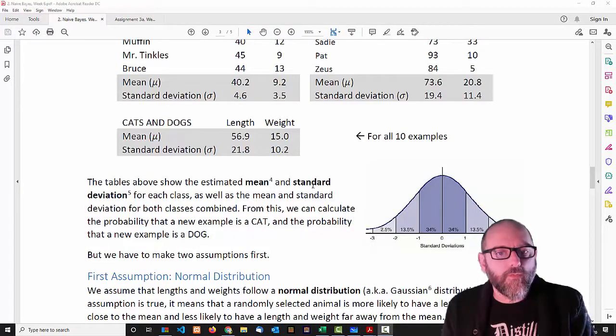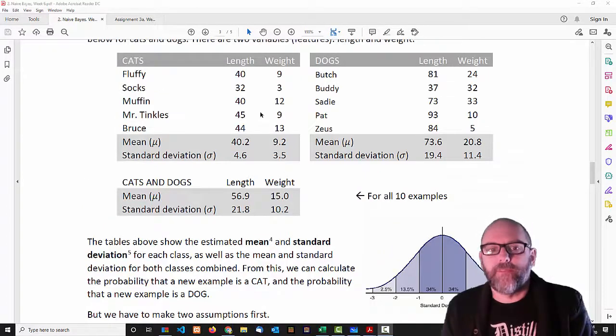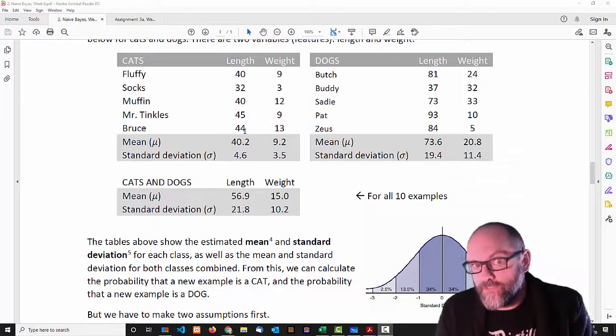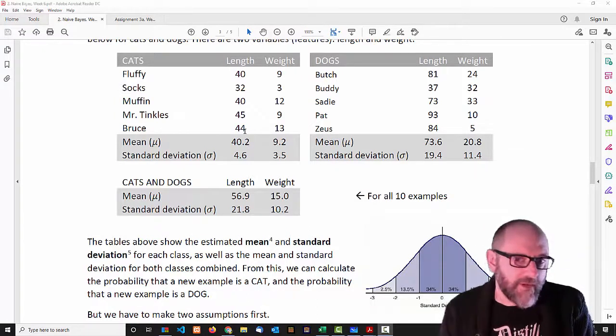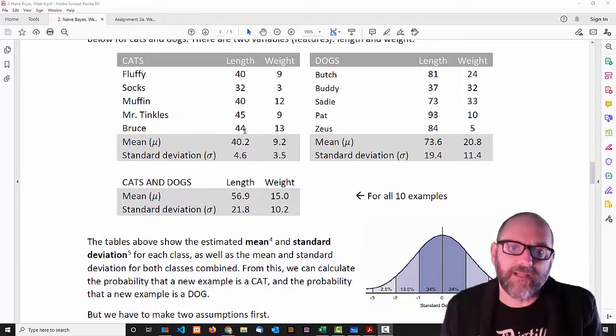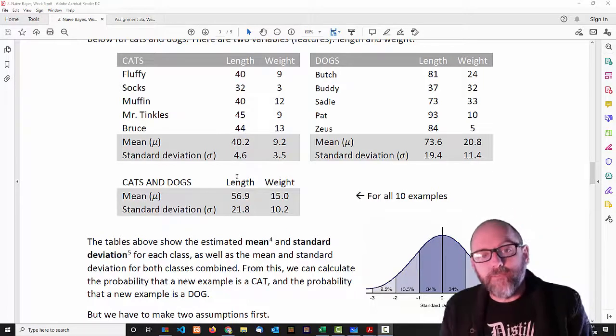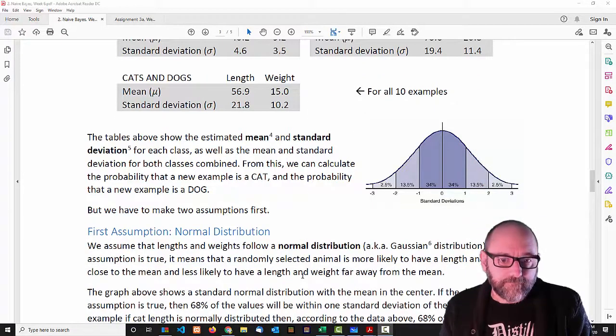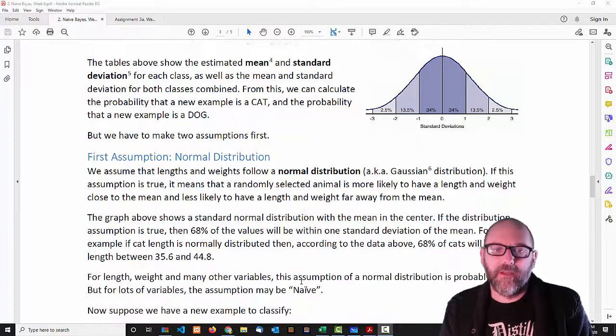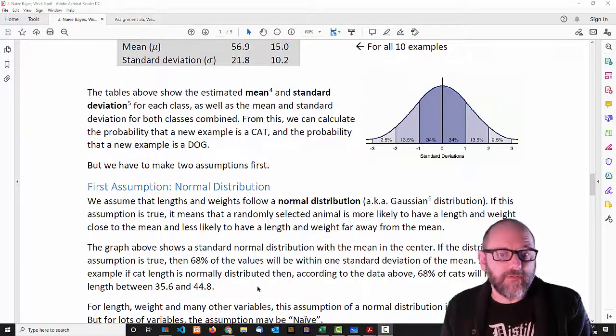Okay, so from this information, we can actually calculate the probability for a new example coming in. A new example would be an animal that we haven't categorized yet. We would measure its length and its weight, give that to the system, and it would output a classification. It does it entirely based on the means and standard deviations of length and weight, plus a couple of assumptions. The two assumptions that we have to make, the first one is not usually considered the naive one.